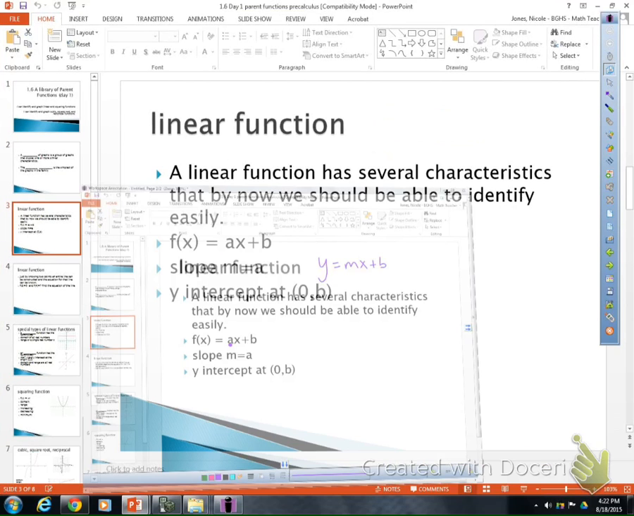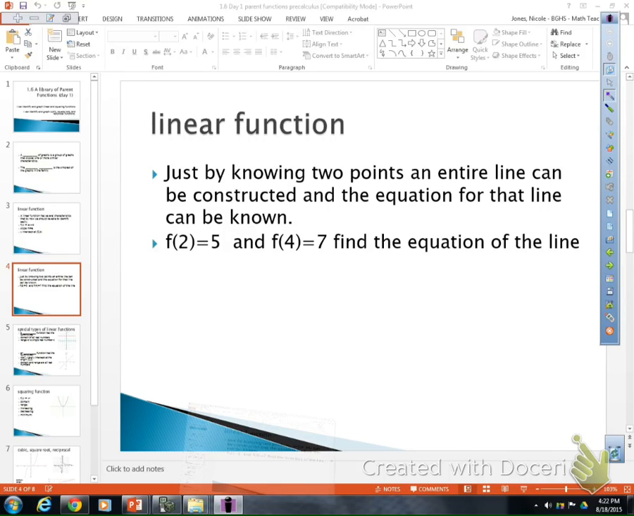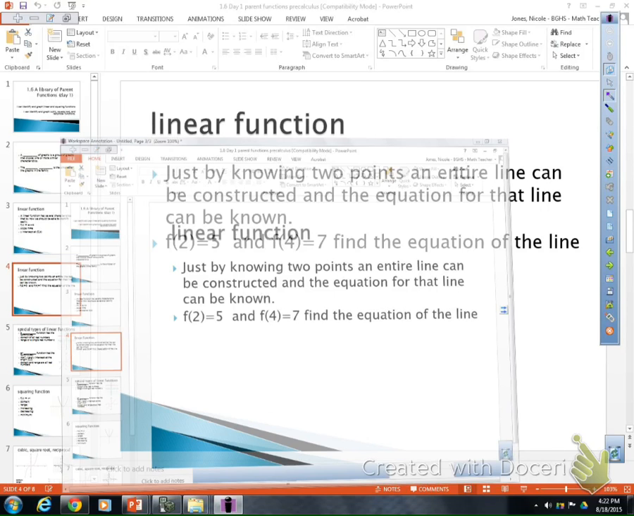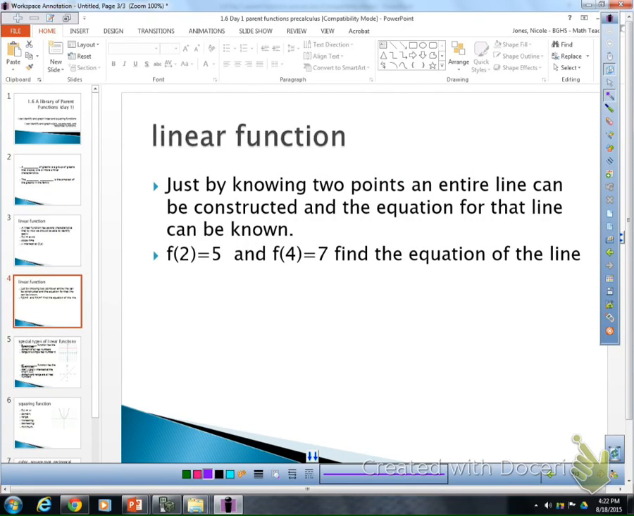Okay, just by knowing 2 points, an entire line can be constructed and the equation for that line can be known. There are multiple forms to write an equation of a line. Again, we talked about the linear form, ax plus b, point slope form, and my favorite, transformational form. This last form is the form we will be using most.